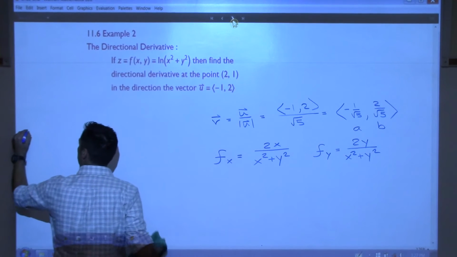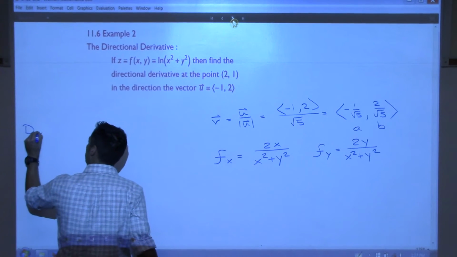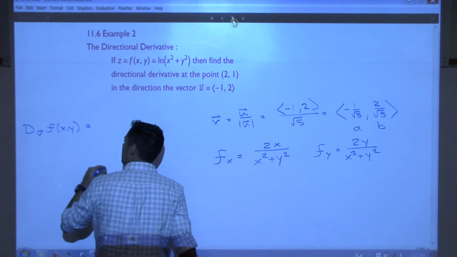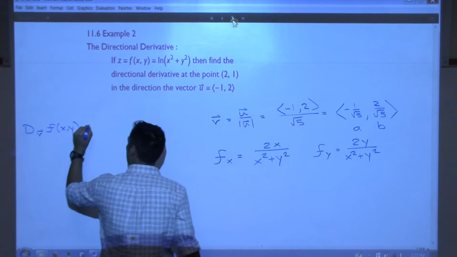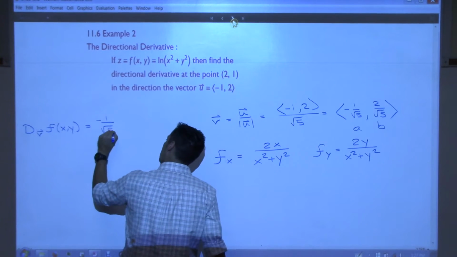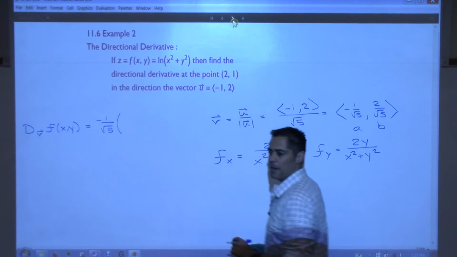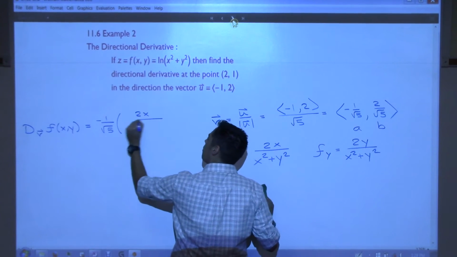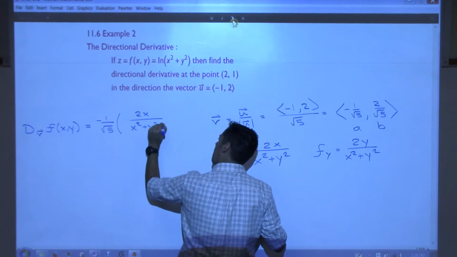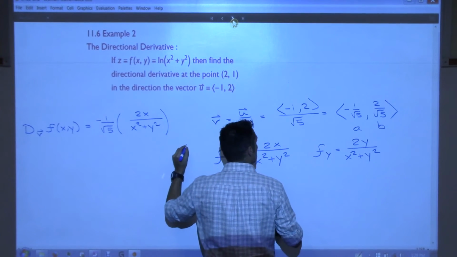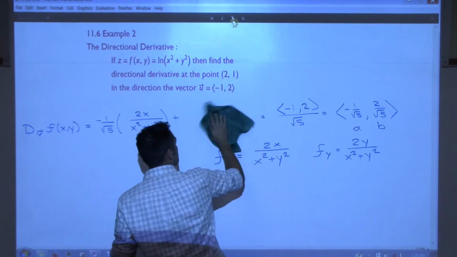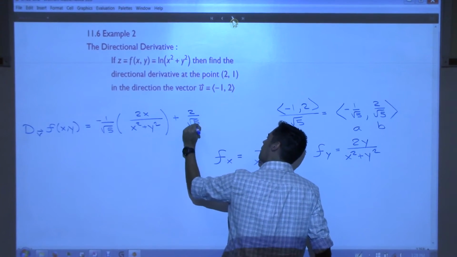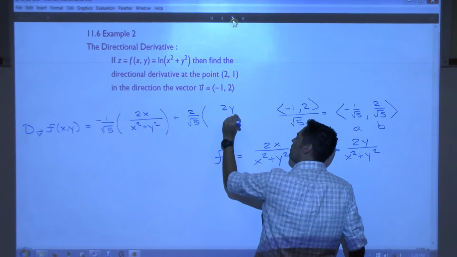The directional derivative in the direction of v of the function at some point x, y should be a, right? So negative 1 over root 5 times the partial with respect to x, which is 2x over x squared plus y squared, and then plus b, which is 2 over root 5, and then the partial of f with respect to y.